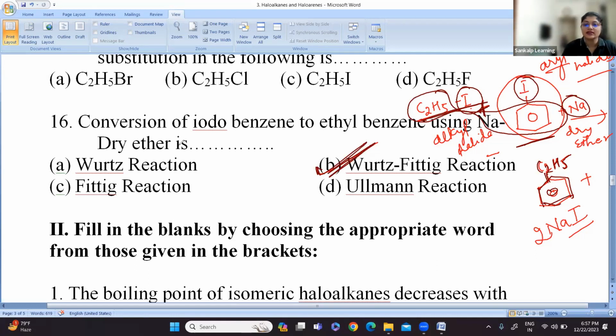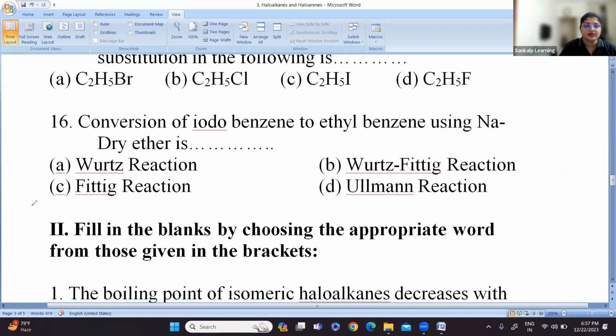So in the next class, we are going to see, these are very important, what is Wurtz reaction, what is Fittig reaction and what is Wurtz-Fittig reaction. Very, very important. And Finkelstein reaction. So study that. In the next class, we are going to discuss that.